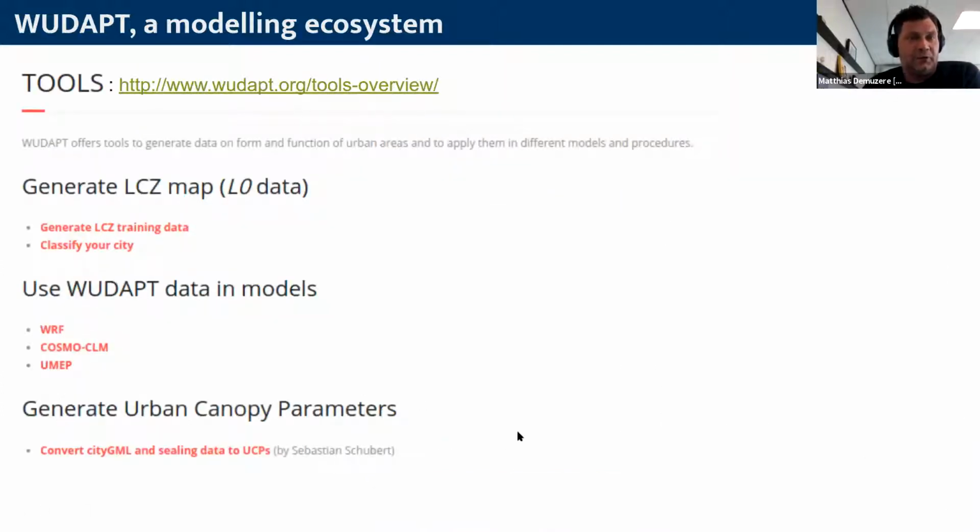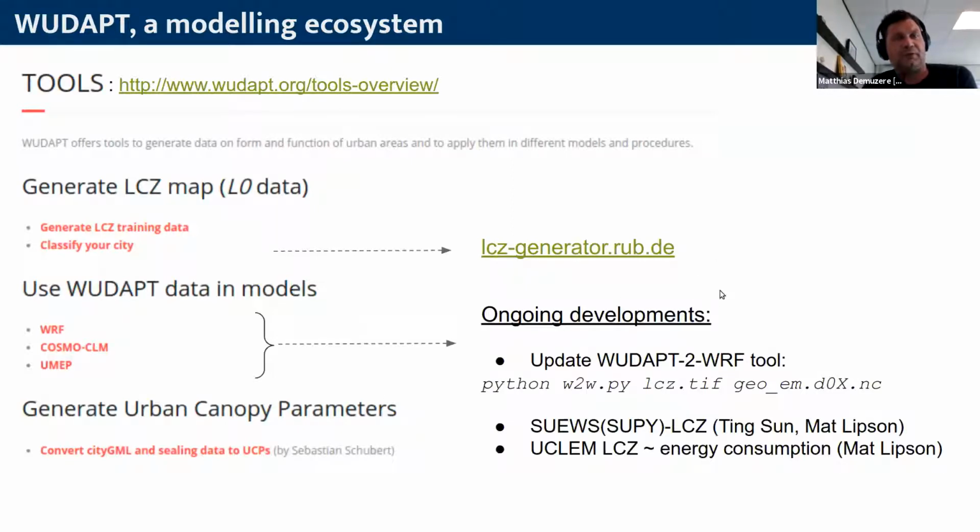The open source tools are available from the revised WUDAPT web pages, in which we already added the LCZ generator and try to add tools catering for more models. So COSMO-CLM is already covered. We are currently working on an updated tool for WRF, and at the same time, we are developing similar tools for SUEWS or SuPy, the Python version of SUEWS, and UCLEM.